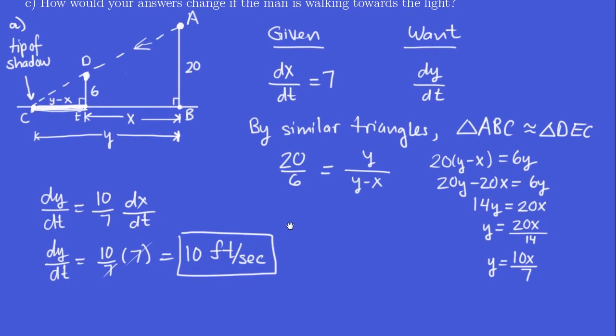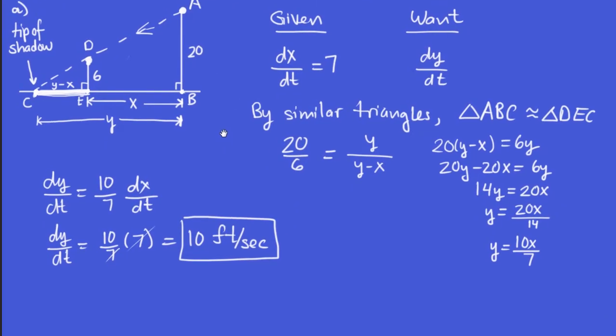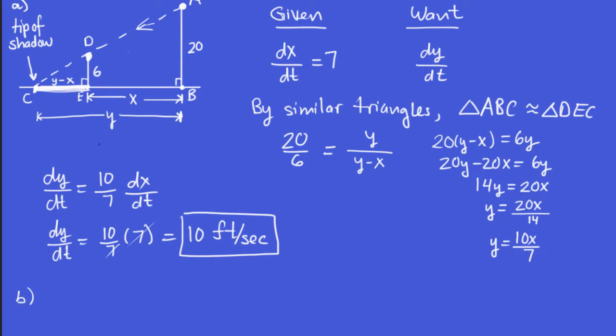Well, for part B, we want to find how fast the length of his shadow is changing. So his shadow is this dark area here that I indicated. Well, let's give that a new name. Let's just call that L, the length of his shadow, okay? The length of his shadow, as we already mentioned, is y minus x. Let's implicitly differentiate that with respect to time. So dL/dt is easily found. It's just dy/dt minus dx/dt.